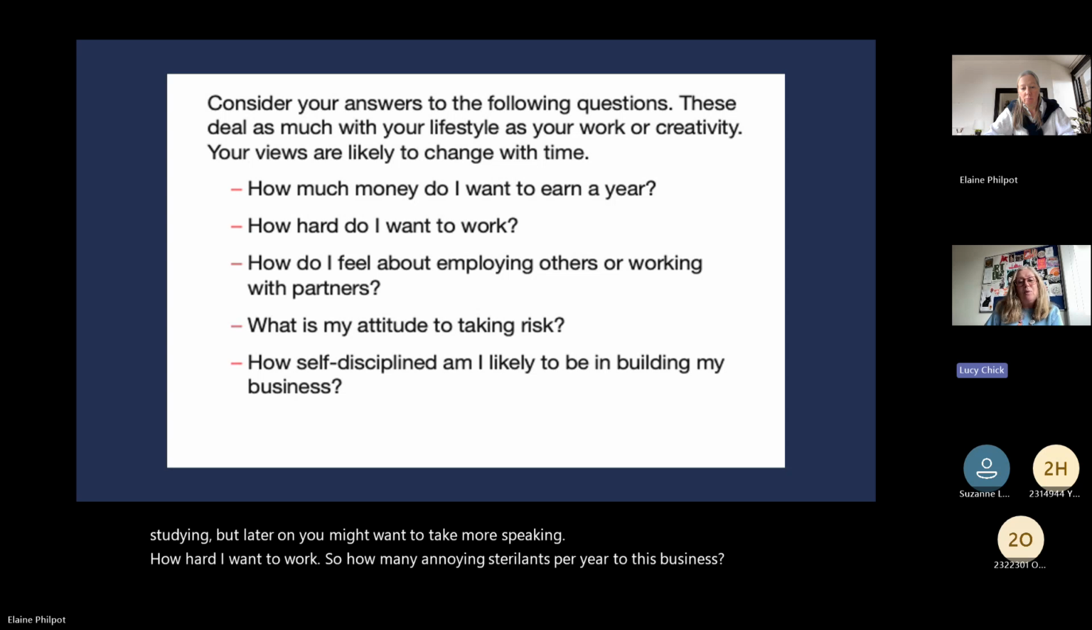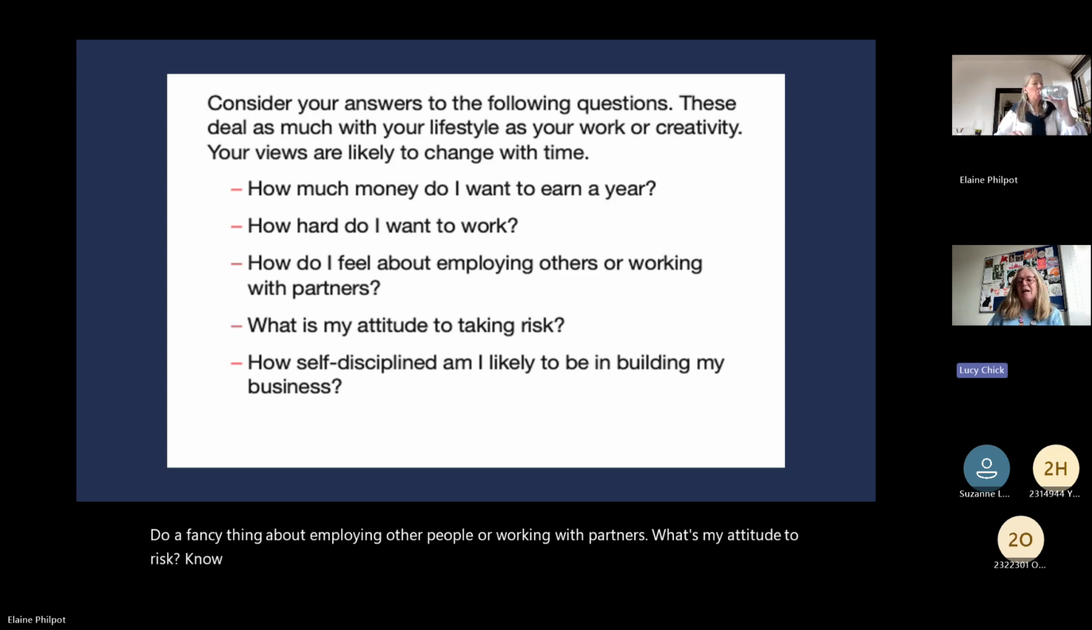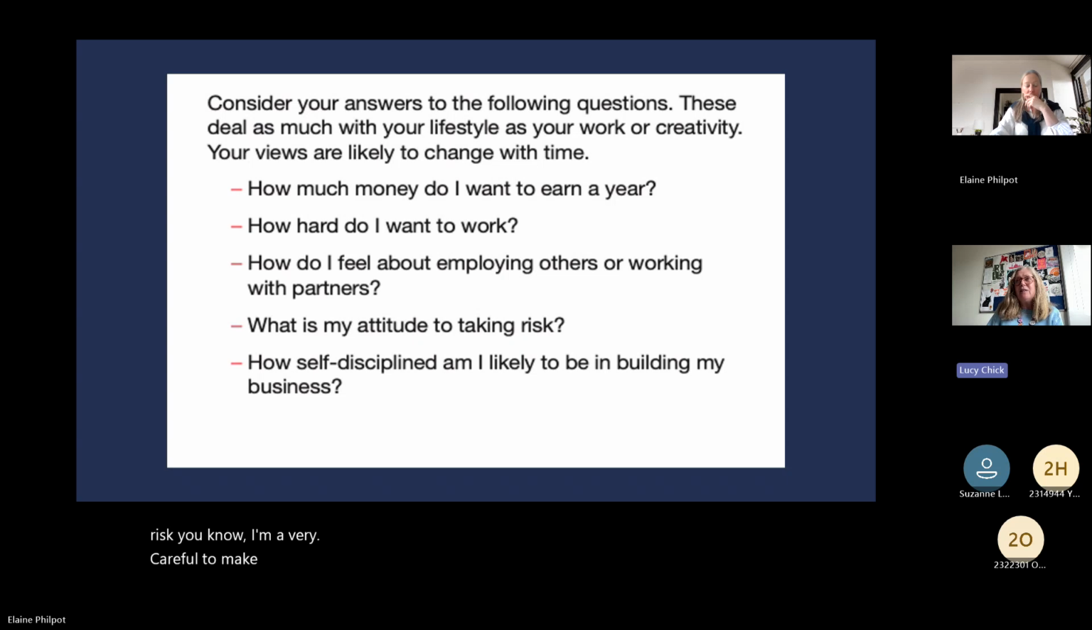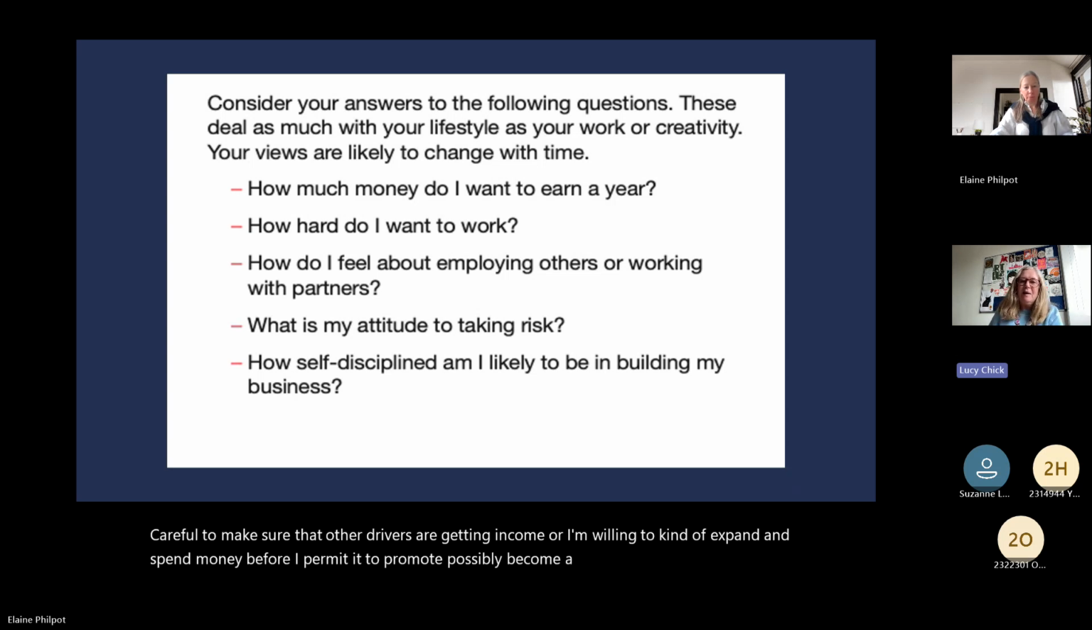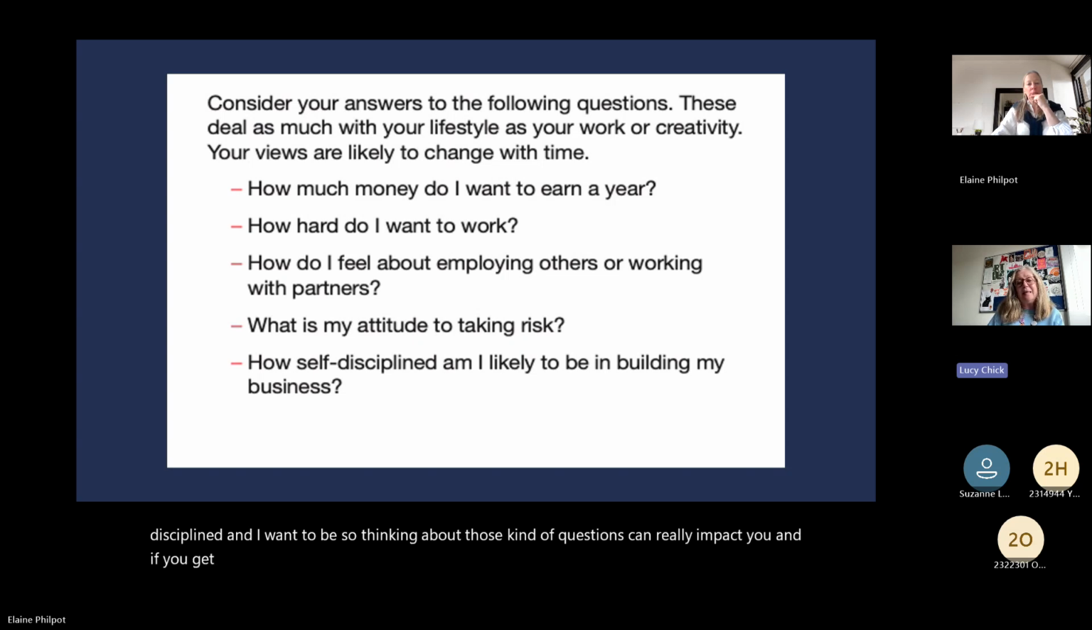How do I feel about employing other people or working with partners? What's my attitude to risk? Am I very careful and I have rent to pay and I want to make sure that I have a very regular income, or am I willing to expand and spend money before I've made it to promote and possibly become a larger business? And how self-disciplined am I likely to be? Thinking about these questions can really impact you, and it gives you a bit of grounding and a start to think about the kind of money that you need to make.